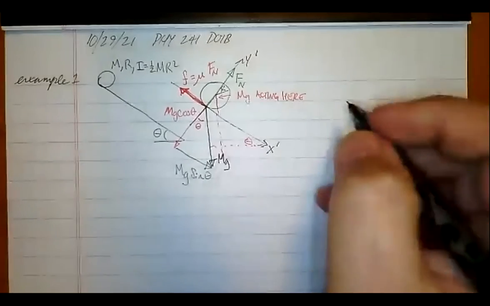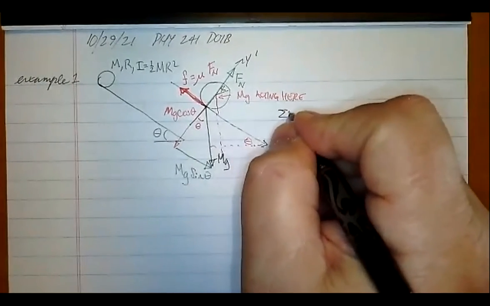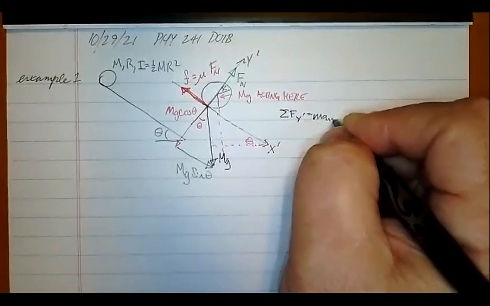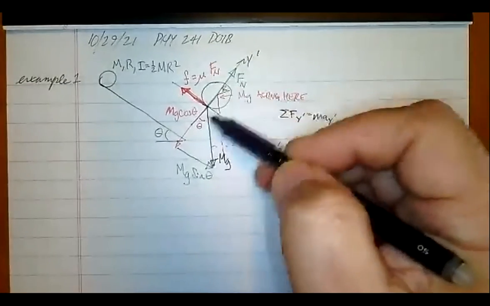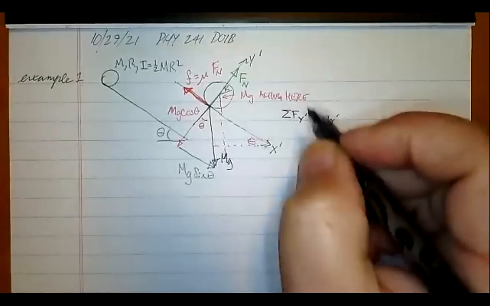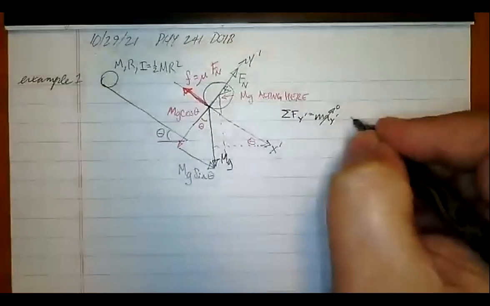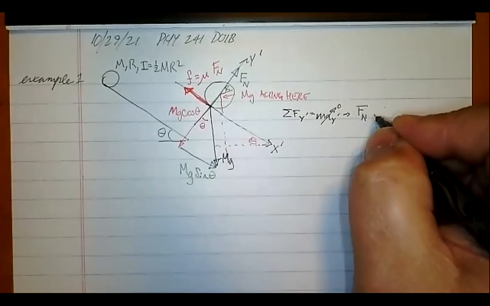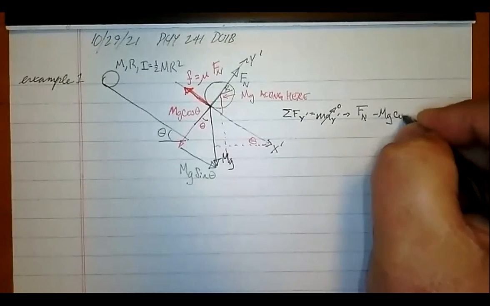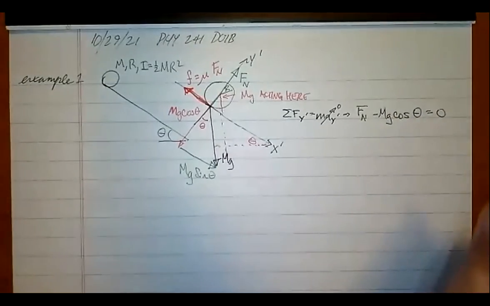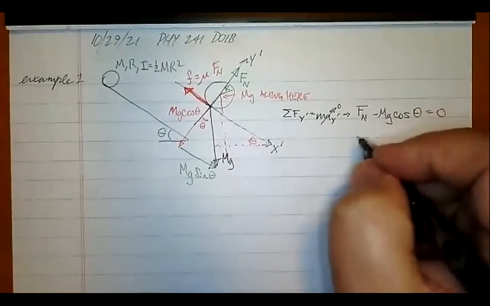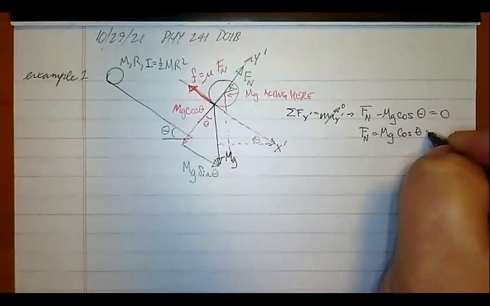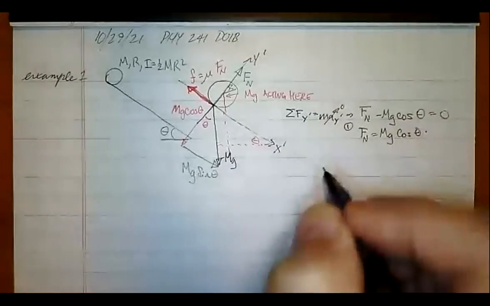What I'm going to do is write Newton's second law. The summation of forces in the y prime direction is equal to mass times acceleration in the y prime direction. We're not expecting this ball to bounce up and down or do any kind of crazy accelerations in the y direction, so we expect the acceleration to be 0. So in this case, all we get is F normal, which is in the positive direction, minus mg cosine theta is equal to 0. That tells us that F normal is equal to mg cosine theta. I'll call that equation 1 just for the heck of it.